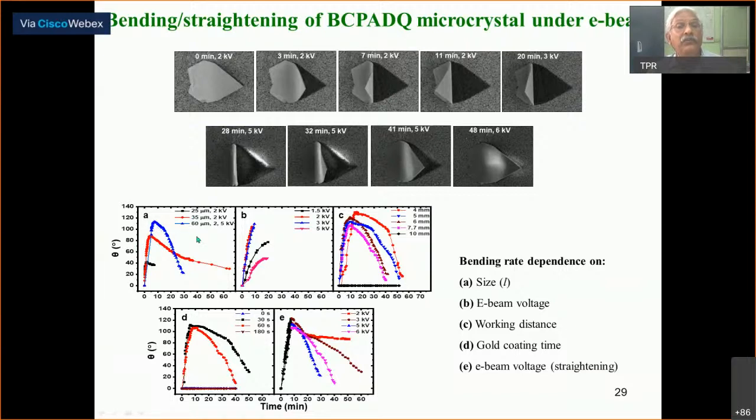So I would say that depending on the thickness, the thickness of course is not a constant. It varies from one end of the crystal to the other. And typically, tens of nanometers to 2 microns thick crystals do bend. If you go to much higher thicknesses, in fact, when you put a lot of gold coating, they refuse to bend, which we think is because mechanically they are compromised. So you cannot bend them any further.